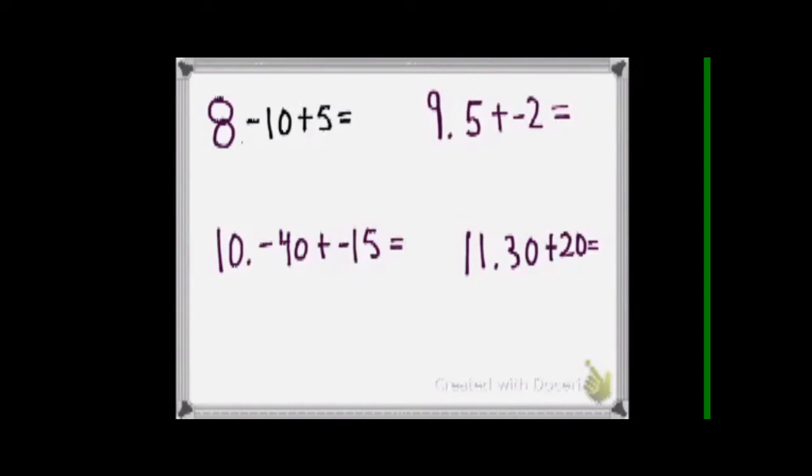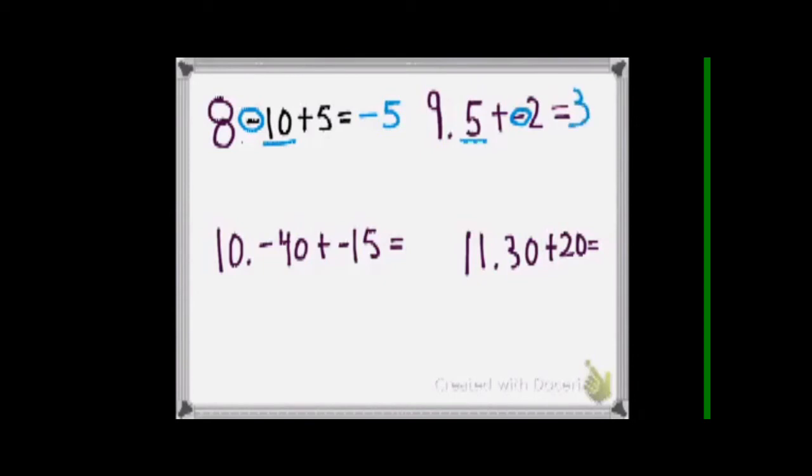For number 8, since the signs are opposite, you subtract. So let's ignore the negative sign for a minute. 10 minus 5 is 5, and since there are more negatives, your answer is negative. So your answer is -5. For number 9, since the signs are opposite, you subtract. So ignore the negative sign for a minute. 5 minus 2 is 3. Since there are more positives, your answer is positive 3.